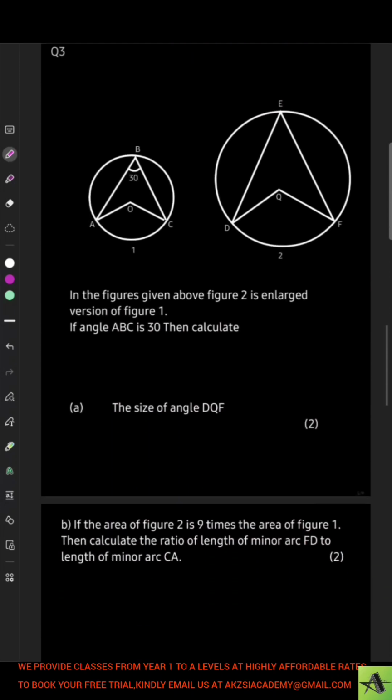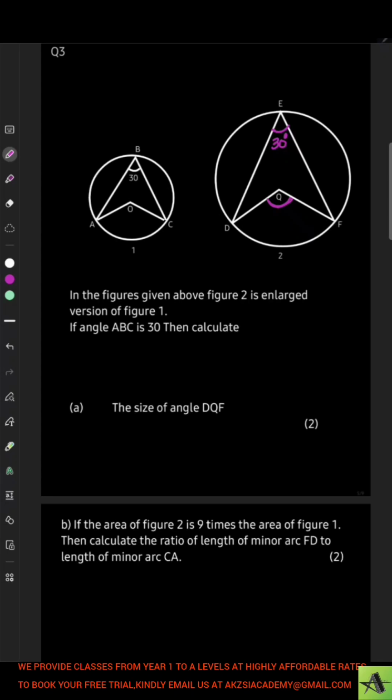Moving on to question number 3, in the figures given above, 2 is an enlarged version of figure 1. That means clearly these two are similar figures. If angle ABC is 30, then calculate the size of angle DQF, this one. Because I know that these figures are similar, and the definition of similar figures is that their angles are all the same, but their lengths are in proportion. So angles are the same, that means if this is 30, this is going to be 30 as well.